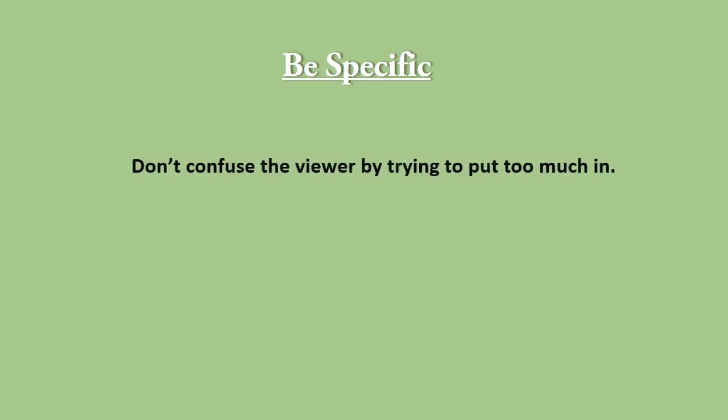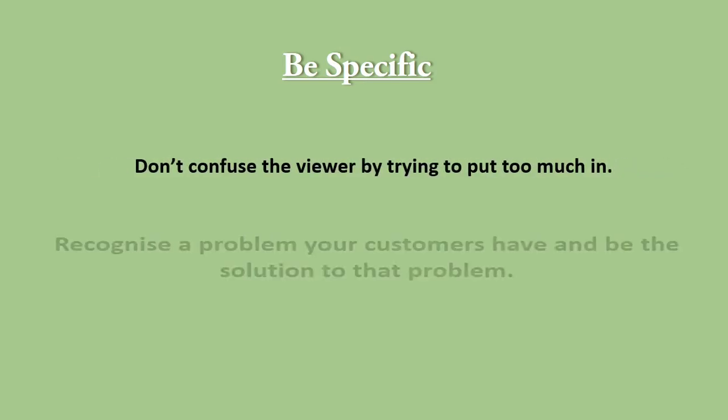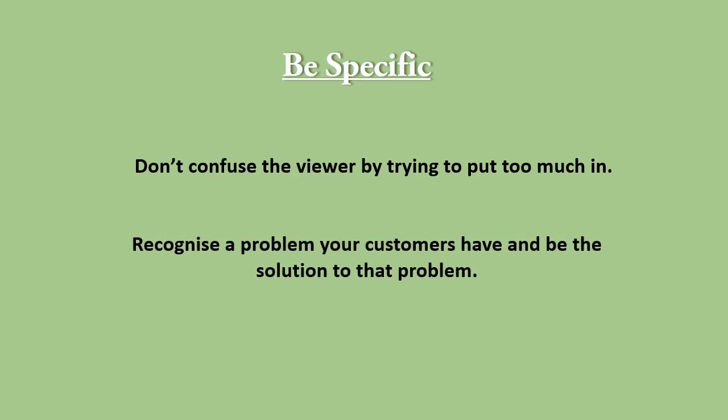The next and the fourth step is to be specific. Now, what does it mean to be specific? Don't confuse the viewers by trying to put too much in. Recognize a problem your customers have and be the solution to that problem. That's it. Don't try to put too much information that is not needed there.